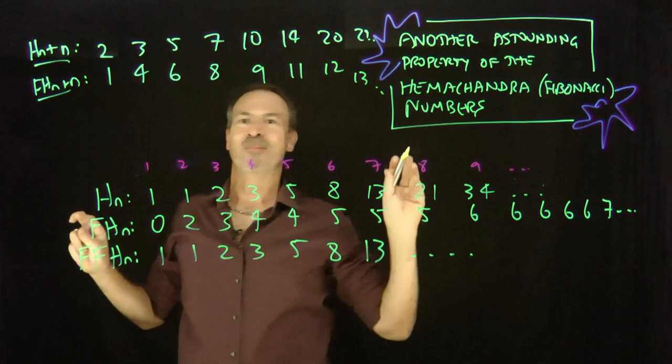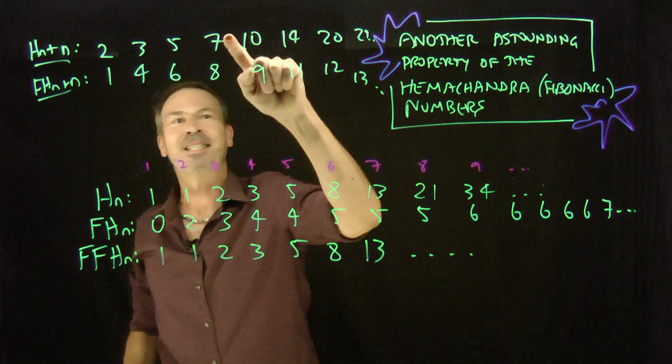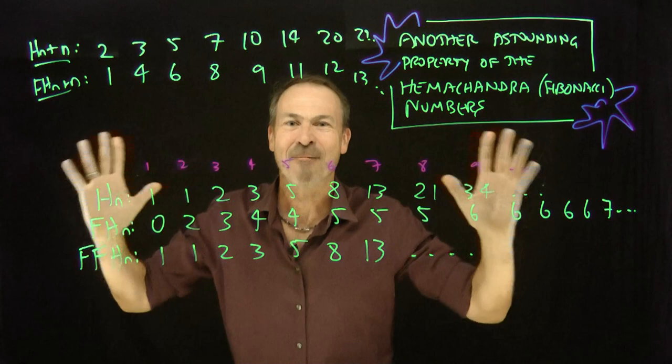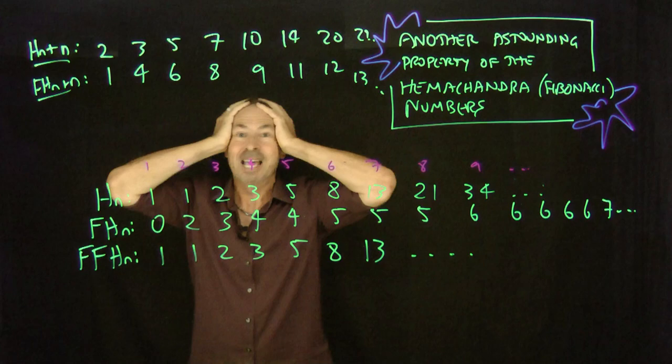Whoa, if I do this strange adding of position numbers to the terms of each of the sequences, I see the numbers 1, 2, 3, 4, 5, 6, 7, 8, 9, 10, 11, 12, 13, 14, and I bet if I kept going, each and every counting number appears in either the top one or the bottom one exactly once. This actually creates all the counting numbers split between the top row and the bottom row, which is astounding. What's going on? What is it about these numbers?